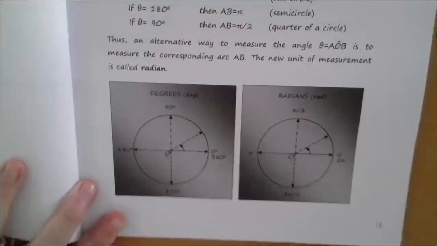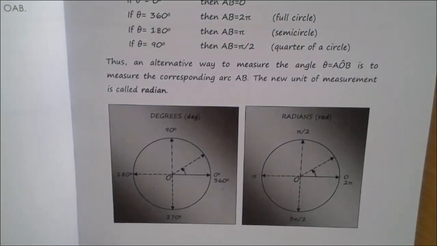So think converting from centimeters to inches. Those are different ways to measure length. This is a different way to measure an angle. So we know a circle is 360 degrees. In radians, a whole circle is 2 pi radians.